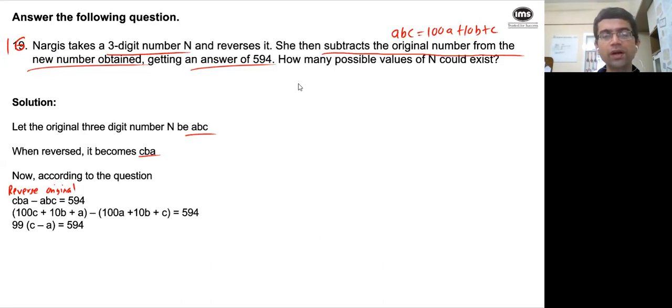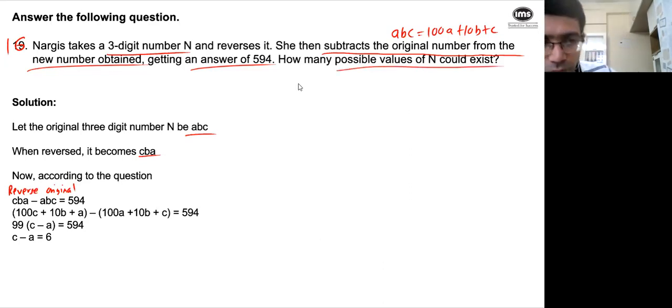100A becomes negative. A minus 100A, so it is minus 99A. Fagun, it is not plus 99A, it is minus 99A. So what is the value of C minus A? 6. So can you tell me how many possible values of N could exist? Yes, how many values of N could exist?